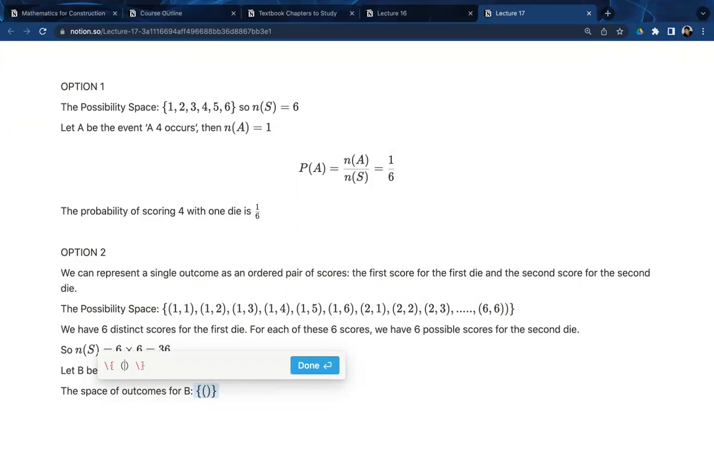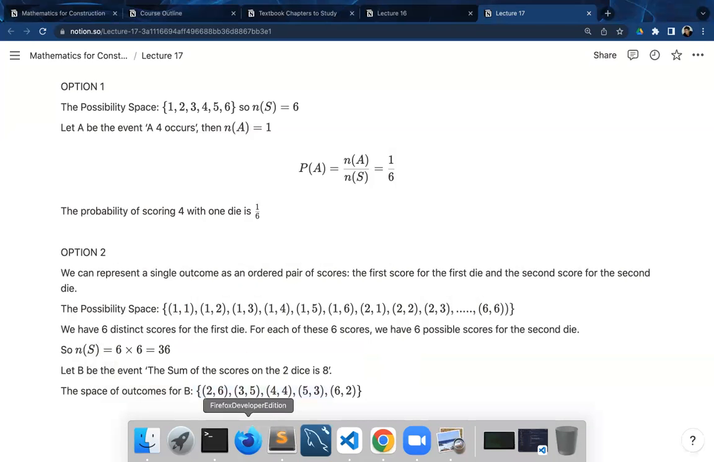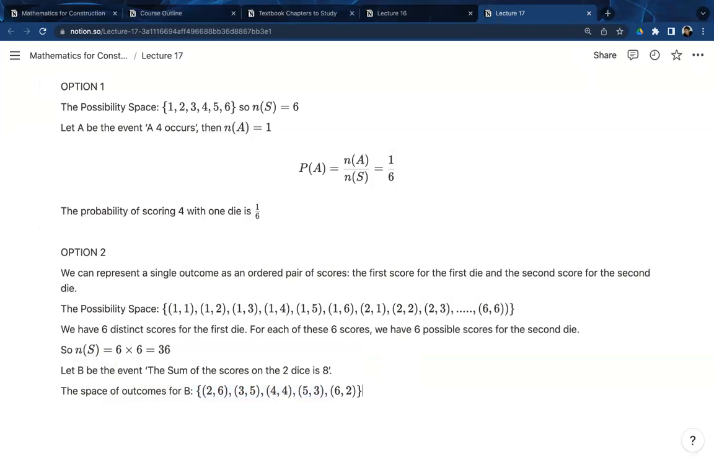So could I get 8 with a score on the first die of 1? No, because you need 1 and 7. But I could get a 2 and a 6. I could get a 3 and a 5. I could get a 4 and a 4. I could get a 5 and a 3. And I could get a 6 and a 2. These are the combinations that allow me to get a score of 8 when I throw 2 dice.